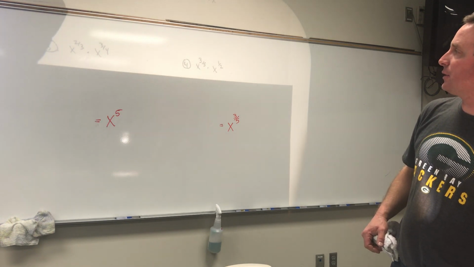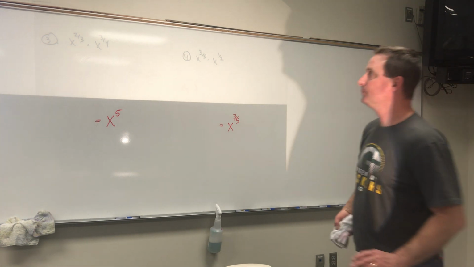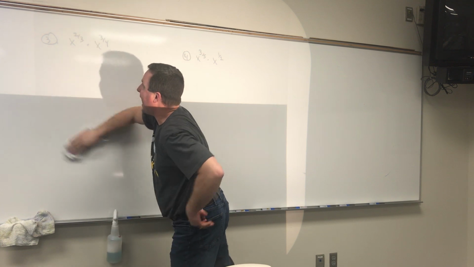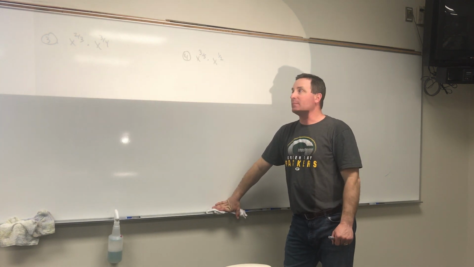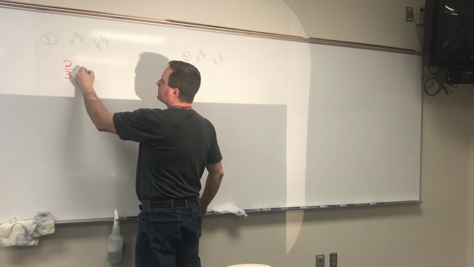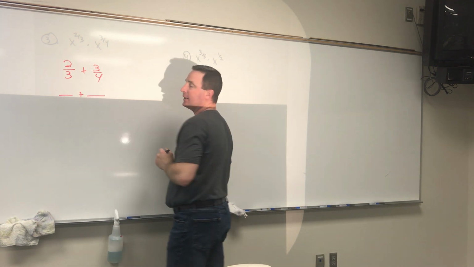Okay, how about these two right here? x to the 2/3 and x to the 3/4. Bad news, they're still being multiplied together, so we're going to add our exponents, but the denominators on the exponents are not the same. So we need to do 2/3 plus 3/4.